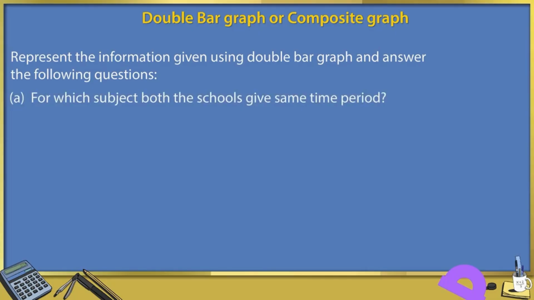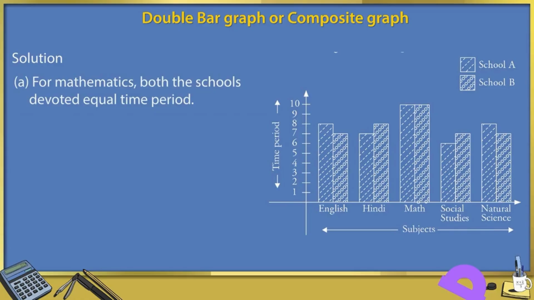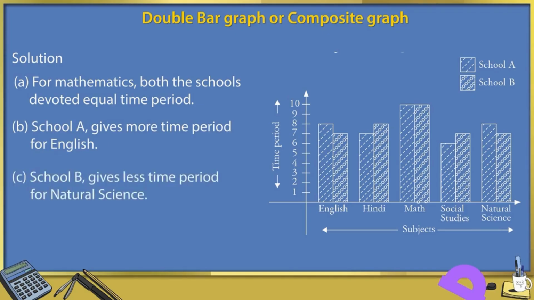A. For which subject both the schools give the same time period? B. Which school gives more time period for English? C. Which school gives less time period for natural science? Solution: A. For mathematics, both the schools devoted equal time period. B. School A gives more time period for English. C. School B gives less time period for natural science.